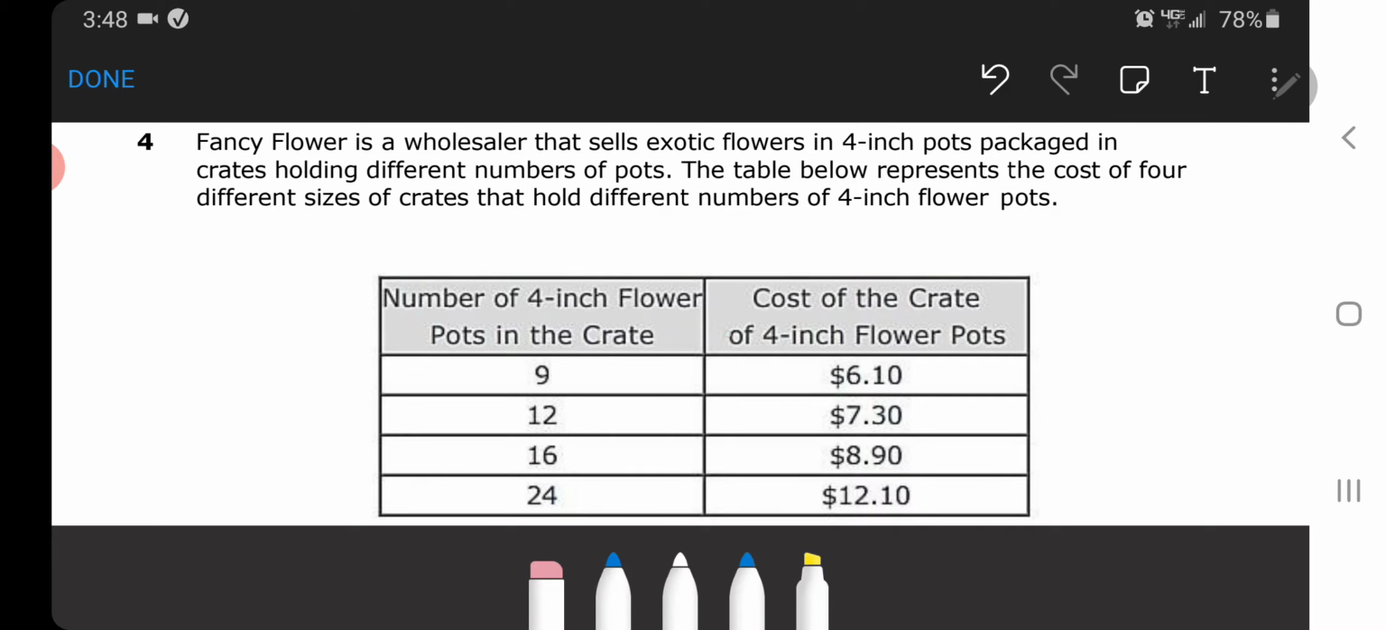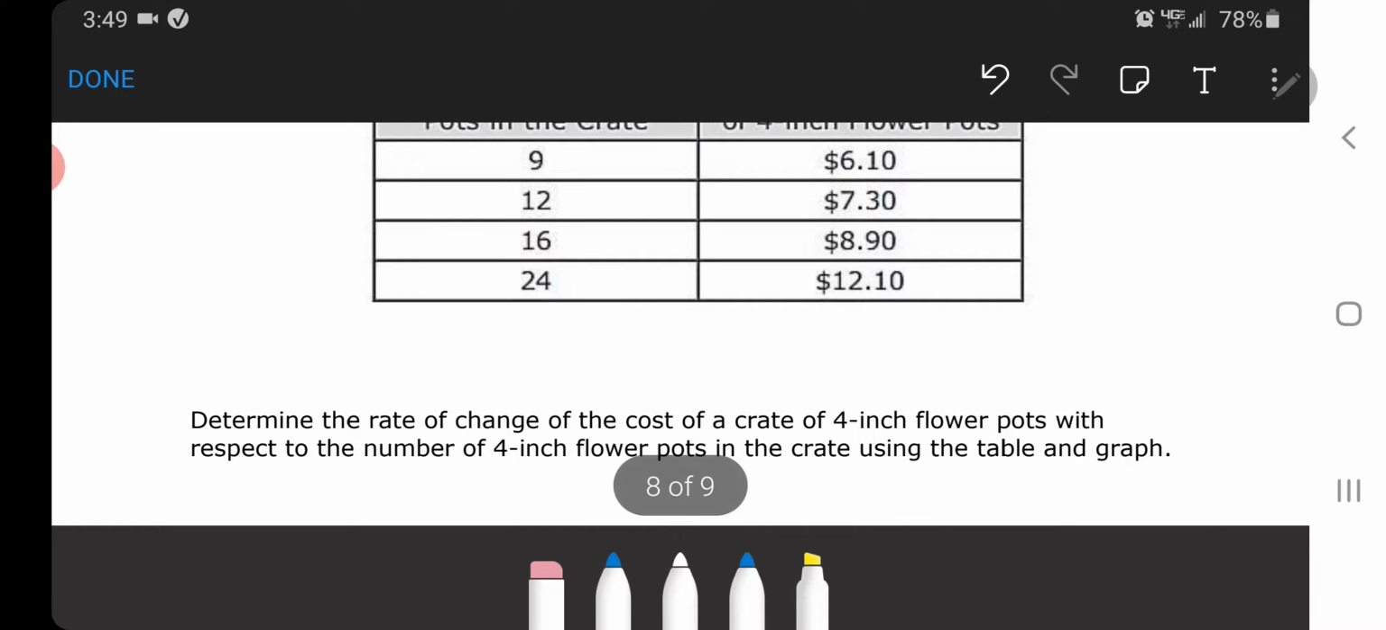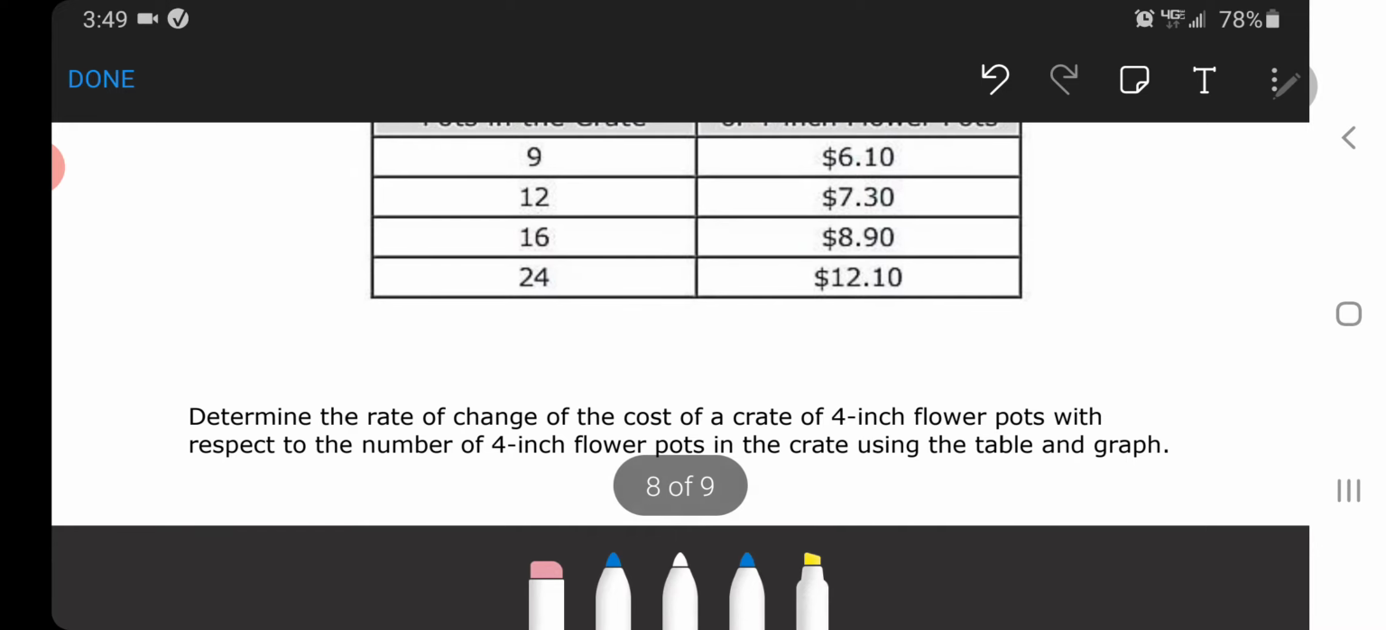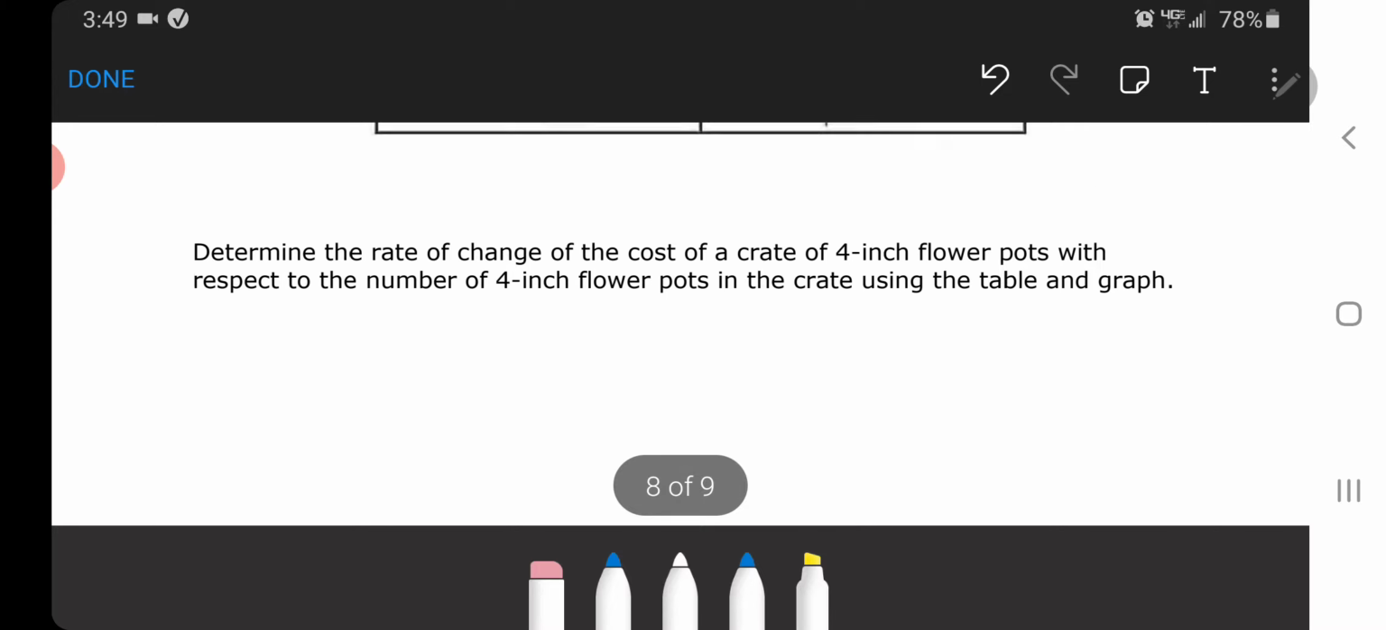The cost of the crate of 4-inch flower pots, well, for 9 is $6.10, 12 is $7.30, 16 is $8.90, and 24 is $12.10. It asks us, determine the rate of change of the costs of a crate of 4-inch flower pots with respect to the number of 4-inch flower pots in the crate using the table in the graph.